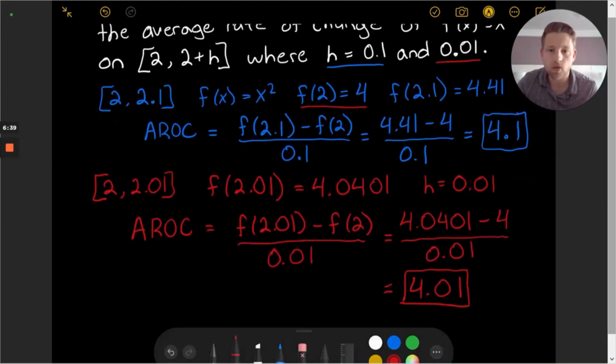In our next video, we'll take a look at analyzing these results and make a conclusion and relate it to the idea of instant rate of change.